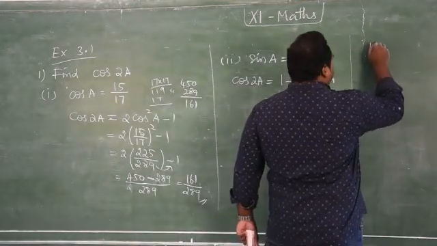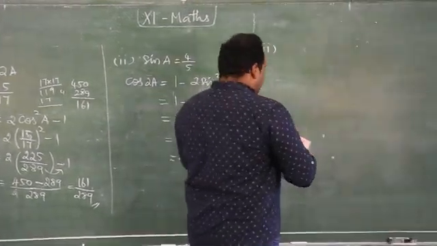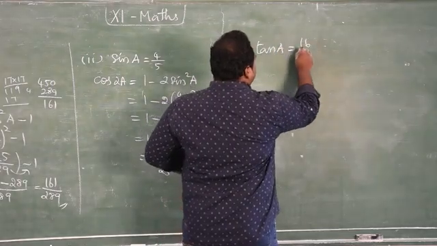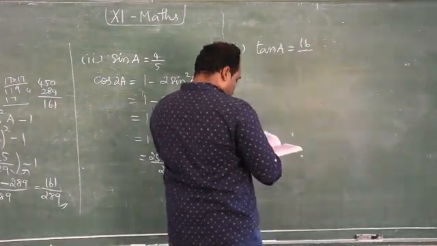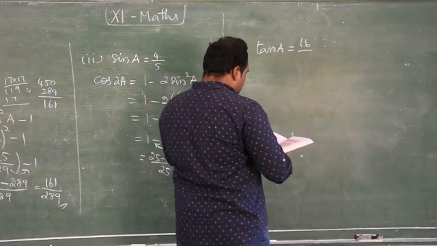Next, third subdivision, tan A equal to 16 by 63. 16 by 63.